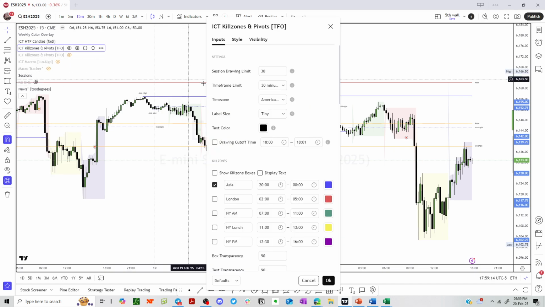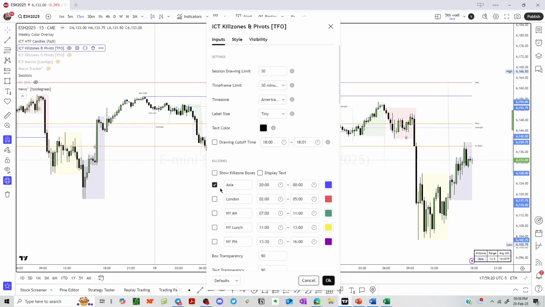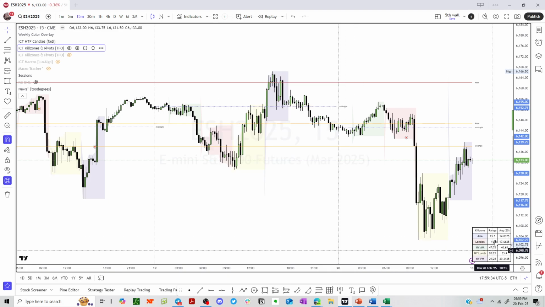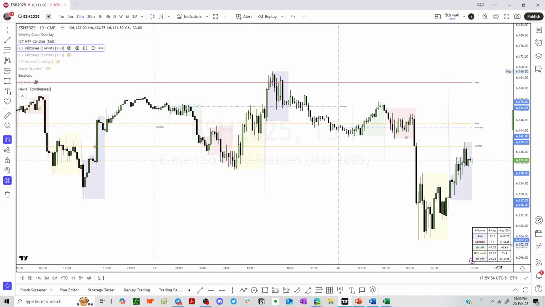Let's turn these off. Let's turn these on. Then we can see at the bottom here, and this is utilizing what I put for the kill zones: 2 to 5, 7 to 11, 11 to 1300 for the lunch hour, 2 hours, and 1330 to 1600 for the PM session.